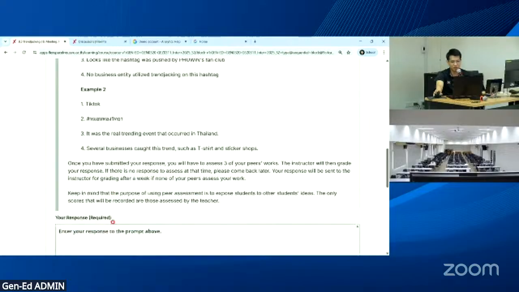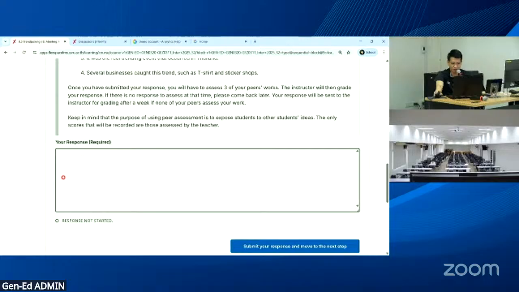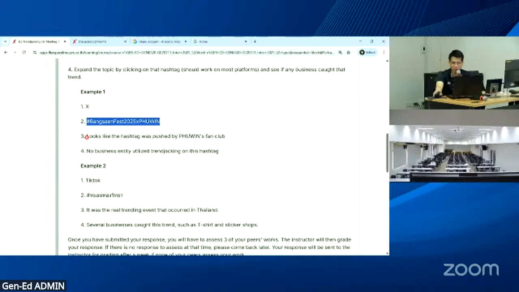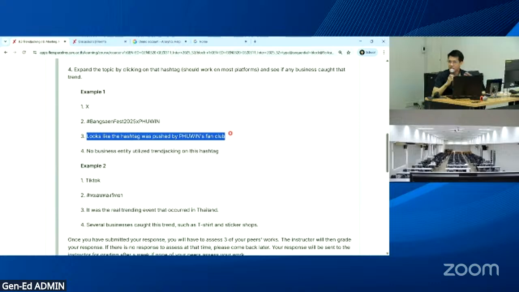Okay, so now you have to specify your response here. Just follow this pattern. First, specify the platform that you use, and next, specify the hashtag that you see, the one on the top of the list. And analyze why that hashtag was pushed to the top. Is that intentionally pushed by someone or some group of people? Or is it actually the popular event that really occurred?